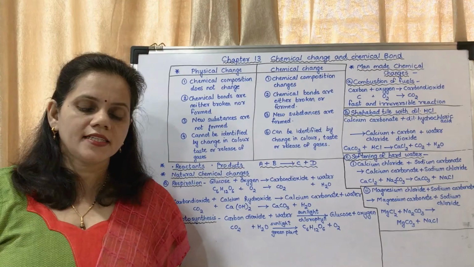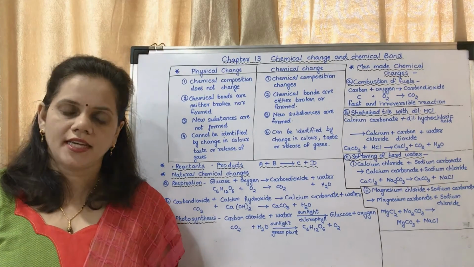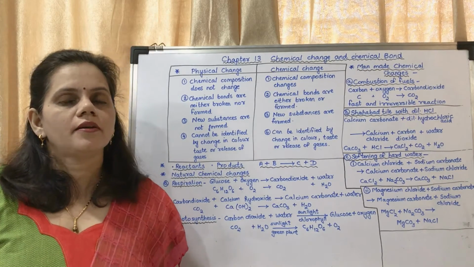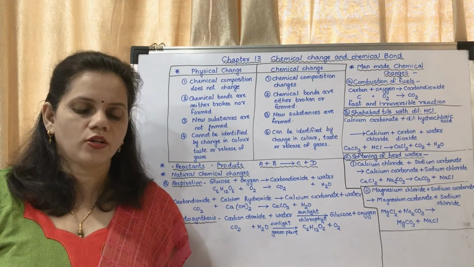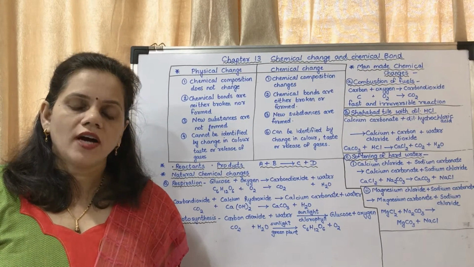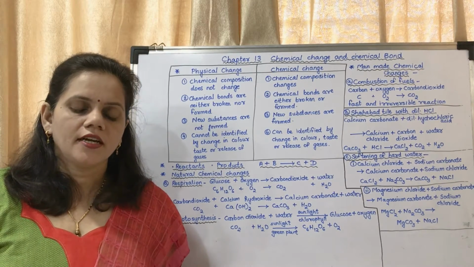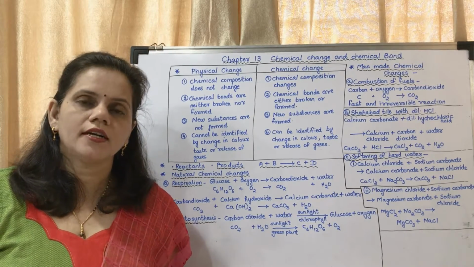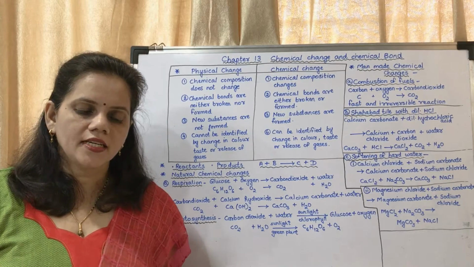Now we will see the next. Classify the following changes into physical and chemical change. Ripening of mango, it is a chemical change. A ripened mango cannot be changed into a raw mango. Melting of ice, it is a physical change. Boiling of water, it is a physical change. Dissolution of salt in water, physical change. Ripening of banana, chemical change.